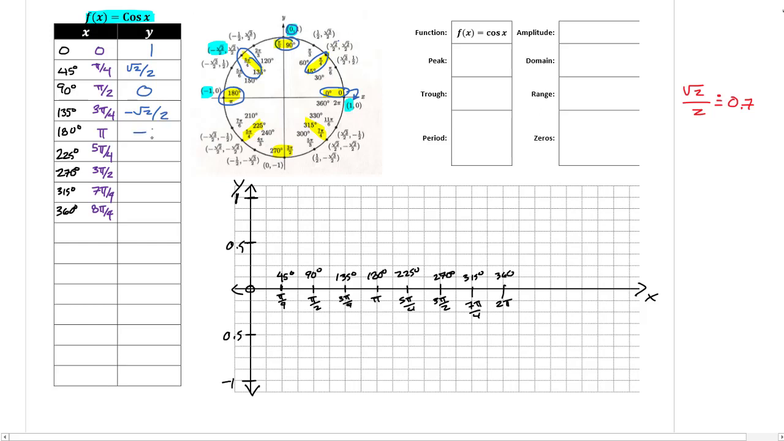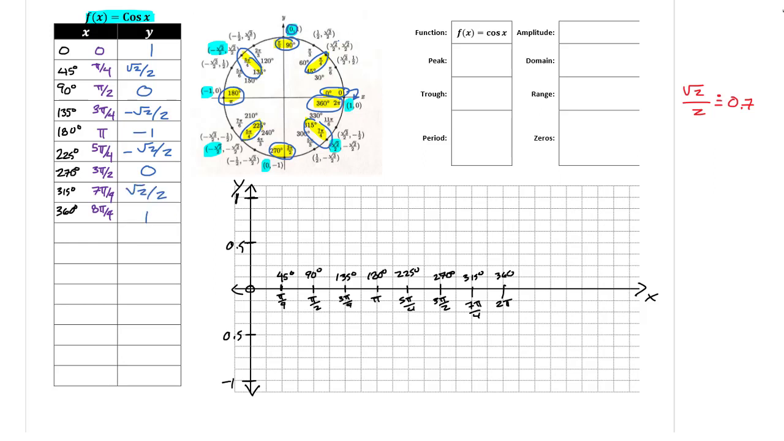Now, these are all y-coordinates that showed up on our other graph, just in different spots. And let's go along the bottom here. I'm going to write the rest of these in: 225, 270, 315, and then back to 360. What are we going to get? We're going to get negative root 2 over 2, 0, root 2 over 2, and then back to 1. So let me just write these in here. Negative root 2 over 2, 0, root 2 over 2, not negative now, and then back to 1.